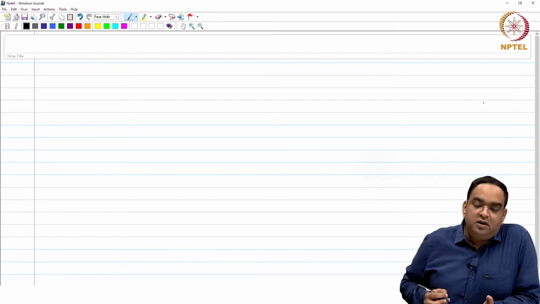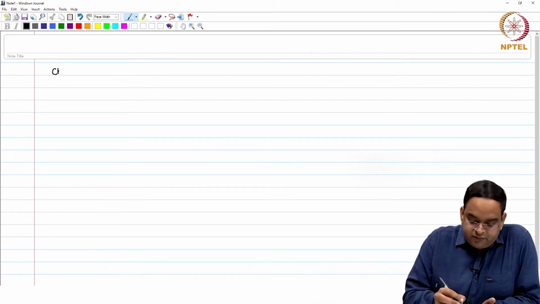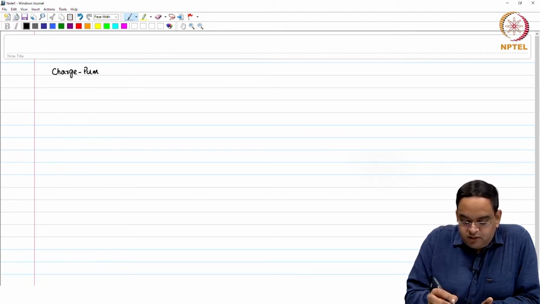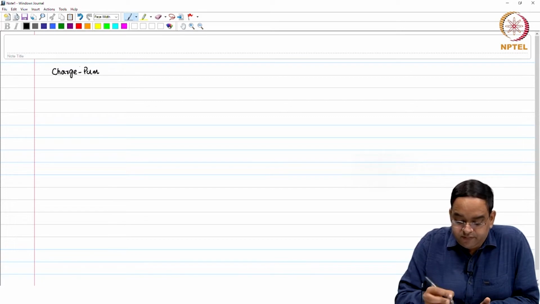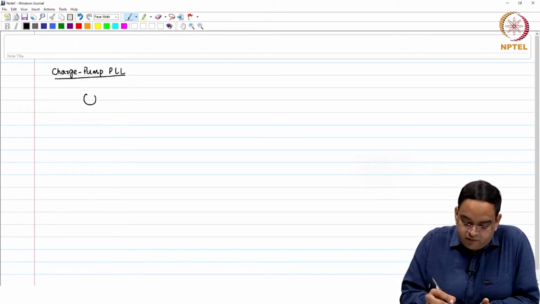Hello everyone, welcome to this session. We were looking at charge pump PLL with type 2 and order 3 in the PLL loop. So, let me draw the small signal block diagram of the PLL which we were discussing in the previous session.